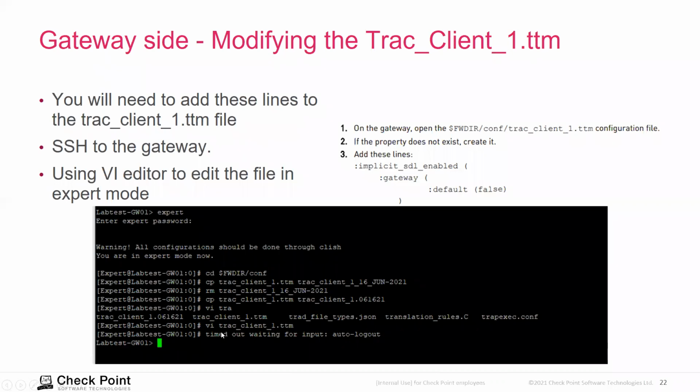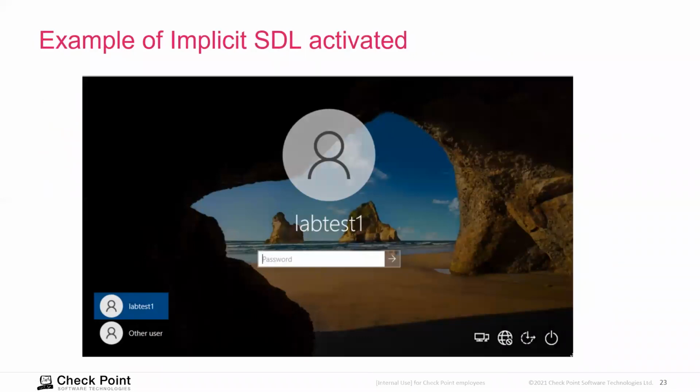Once you finish it, push the policy. The new track client file is now enabled, and now the users can leverage that.